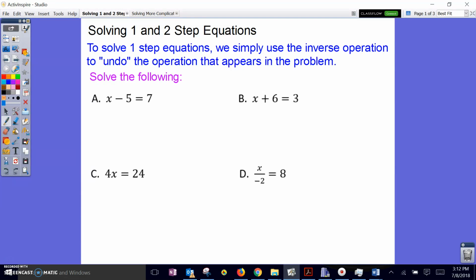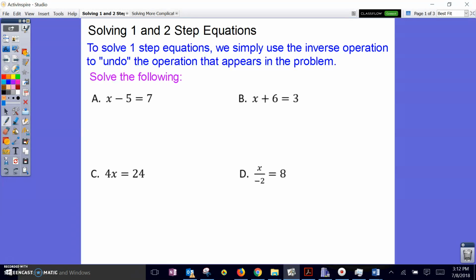Okay, in this video we're going to quickly review how to solve one- and two-step equations. We'll start with one-step equations. In order to solve a one-step equation, all we're going to do is use the inverse operation of the one that appears in the problem to undo the operation that appears in the problem. So let's look at example A.